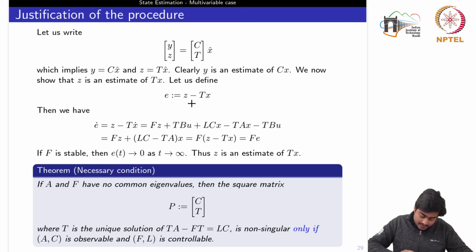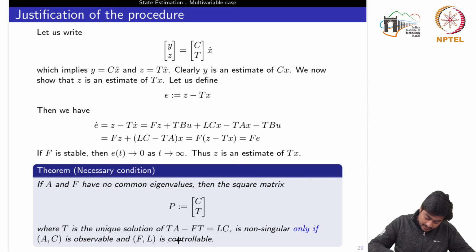Okay, now this is the main result. So basically this is only the necessary condition, that if the matrices A and F have no common eigenvalues, then the square matrix P, which is formed by combining the C matrix and the T matrix, where T is obtained by solving this Lyapunov equation, is non-singular only if this pair is observable.